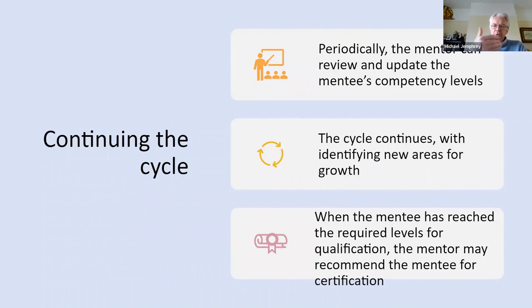As the cycle continues periodically, the mentor can review and update the mentee's competency levels within the tool and identify then new areas for growth. And finally, when the mentee has reached the required levels for qualification, the mentor may then recommend the mentee for certification.